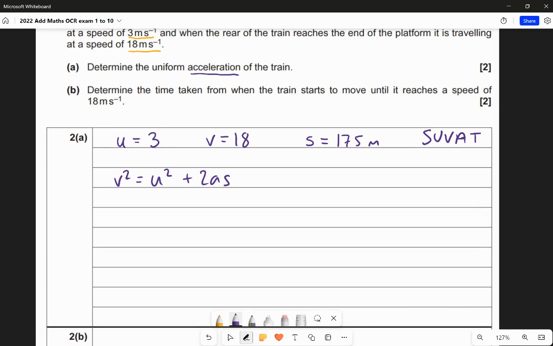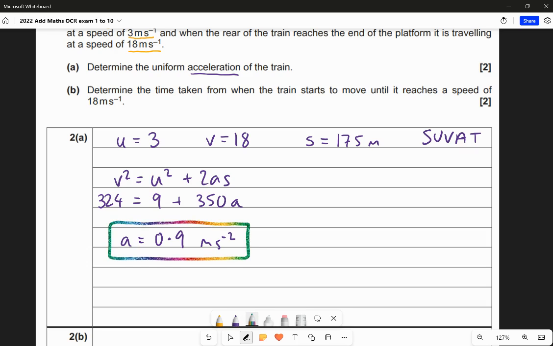So V squared is 18 squared, which is 324. U squared is 9, because 3 squared is 9. 2AS, well, 2 times A times S is the same as 2 times S times A. And 2 times S is 350, so that will be 350A. And now we just solve to find A. We subtract 9 from both sides of this equation, and then divide by 350, and we get A is worth 0.9 meters per second per second. Okay, so that's the uniform acceleration of the train. So that's our final answer for part A.